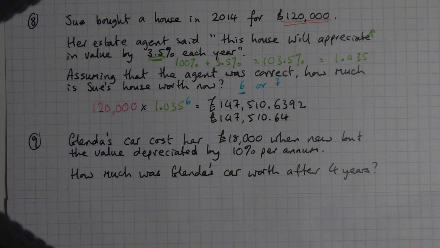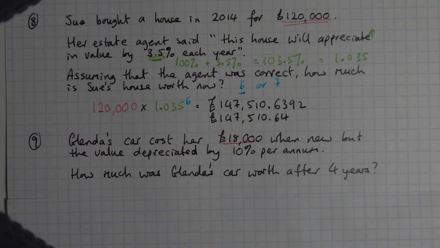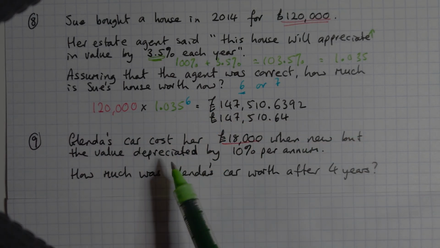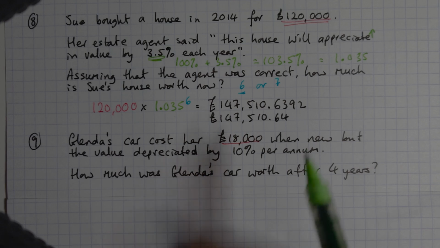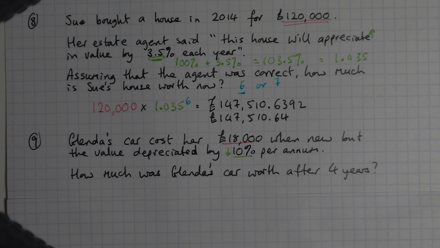Okay, let's have a look at number 9 then. Glenda's car. This is a decrease question, a wordy decrease question. So Glenda's car cost her 18,000 when new. That's the red one. But it depreciated by 10% per annum. That's going down. Depreciate means going down.